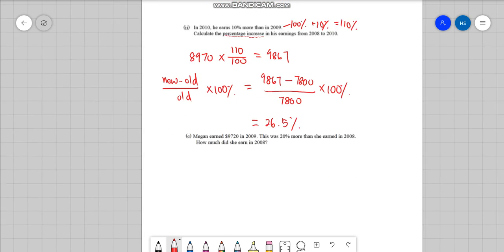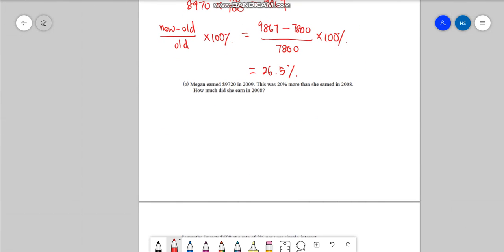Okay. So C. Megan earned 9720 in 2009. This was 20% more than she earned in 2008. How much did she earn in 2008? So now they give us the value for 2009, but we don't know the value for 2008. Okay, so how we do the percentage is always like this. We use the original value, multiply the percentage, then we get a final value, is it?